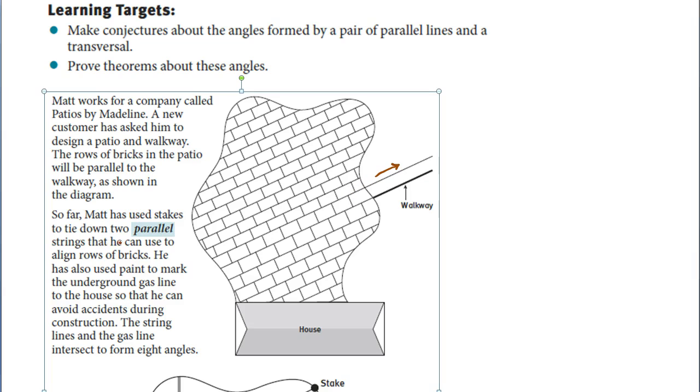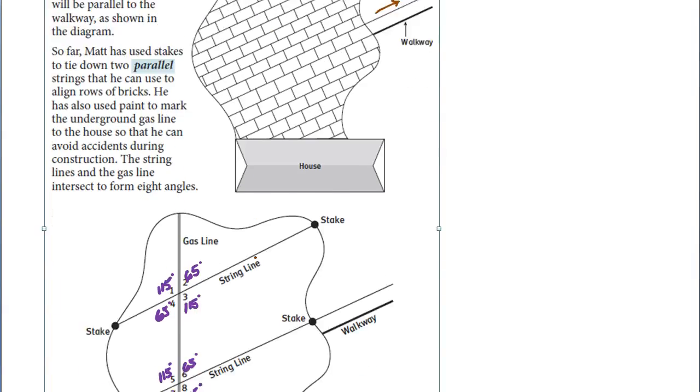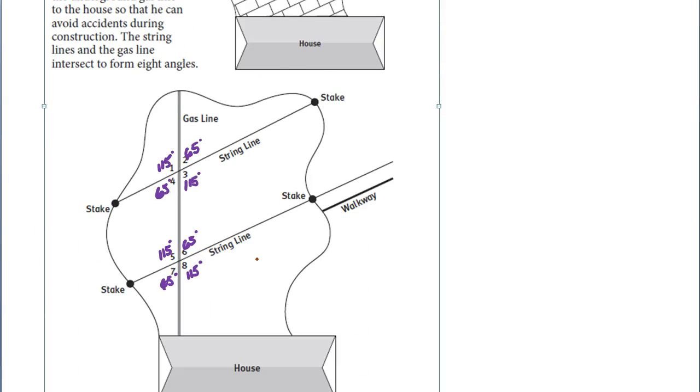So far, Matt has used stakes to tie down two parallel strings that he can use to align rows of bricks. He also used paint to mark the underground gas line to the house so that he can avoid accidents during construction. The string lines and the gas line intersect to form 8 angles. So this drawing here is that patio and walkway, but the outline of the bricks is removed so that we can focus on the geometry in the situation.